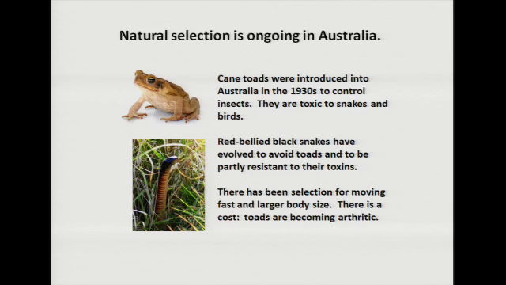Now, interestingly, because they're toxic, the numbers of a number of indigenous snakes and birds have declined since the introduction of the Australian cane toad. One of them, however, has evolved. And this is the red-bellied black snake. It now avoids toads, and that is heritable. And it's become partly resistant to their toxins, and that also is heritable. So we've had evolution by a predator. There's also been selection on the toad for moving fast, that is, colonizing faster and faster.